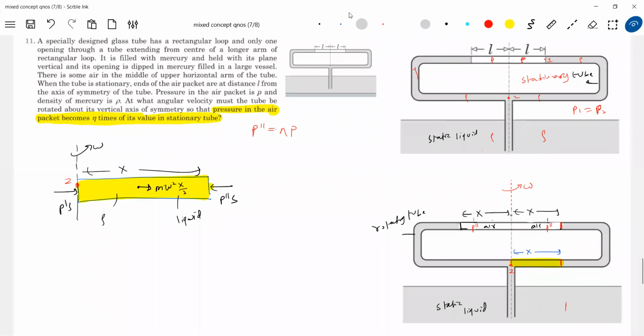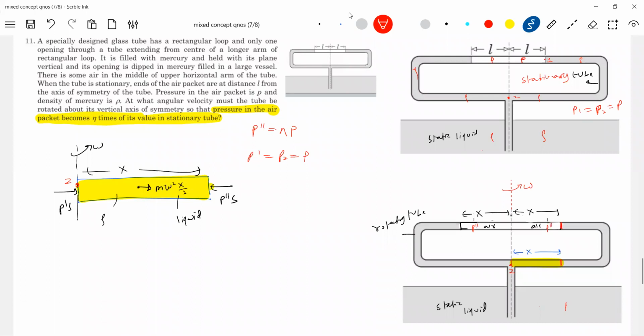Therefore P2 should be equal to P only. So P1 equals P. After rotating also, P2 equals P dash here. P dash equals P2, which is equal to P. Where P1 equals P2 equals P is what I put. What about P double dash? P double dash, I don't know. That has to be determined. Let's see how I can calculate it from here.